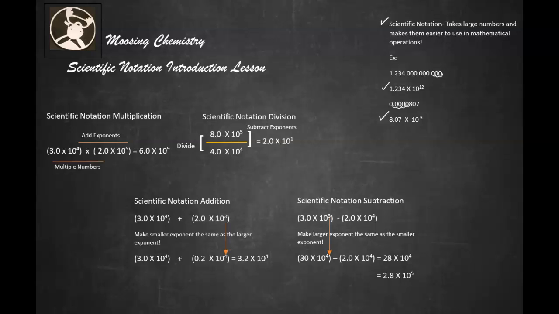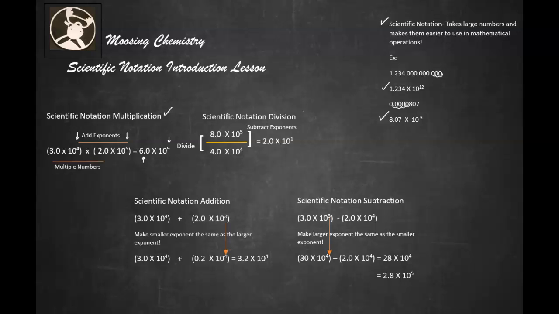All right, now, basic mathematical operations with scientific notation. Let's look at multiplication first. What you do is you multiply the 3 and the 2 to get the 6 right here, okay? And then you add the 4 and the 5 to get the 9 right there. So that's what you do with multiplying scientific notation.